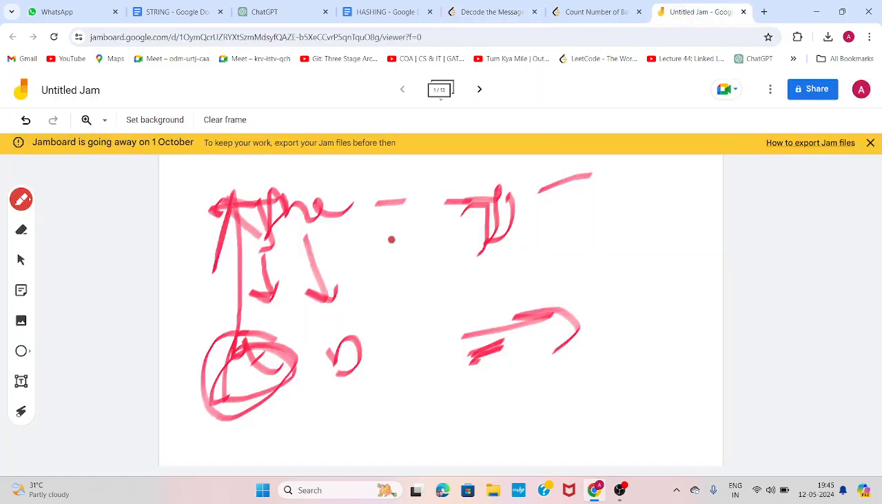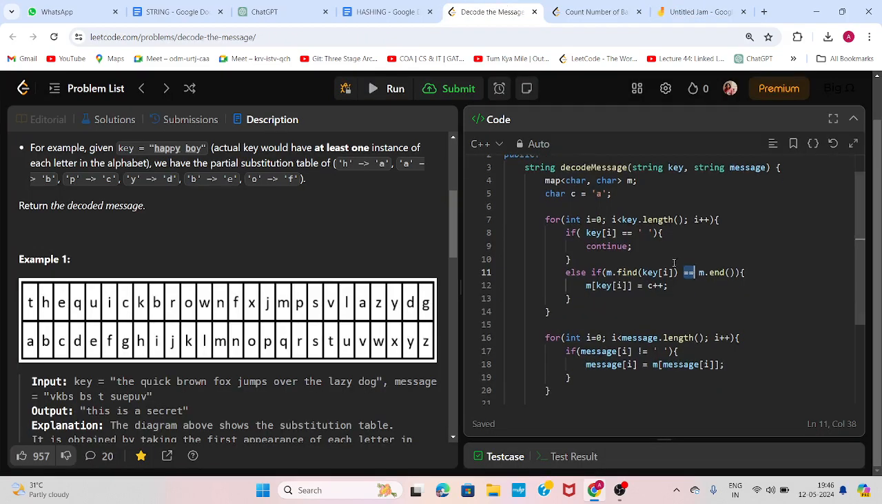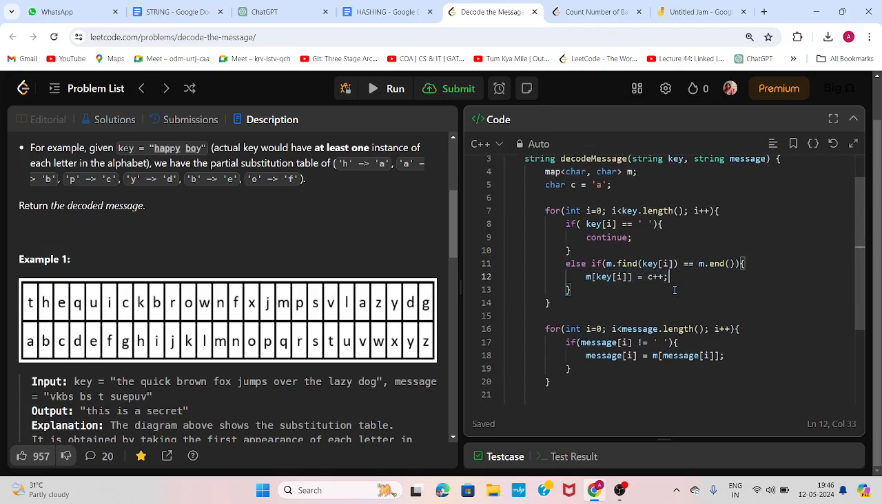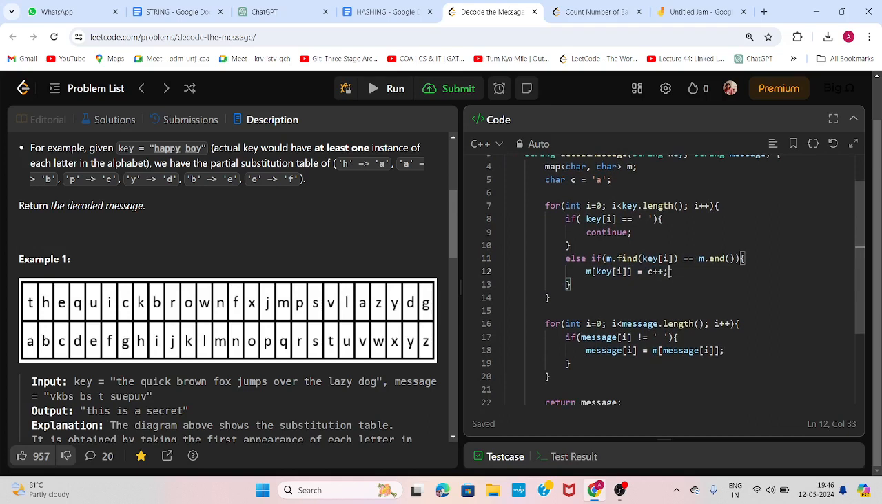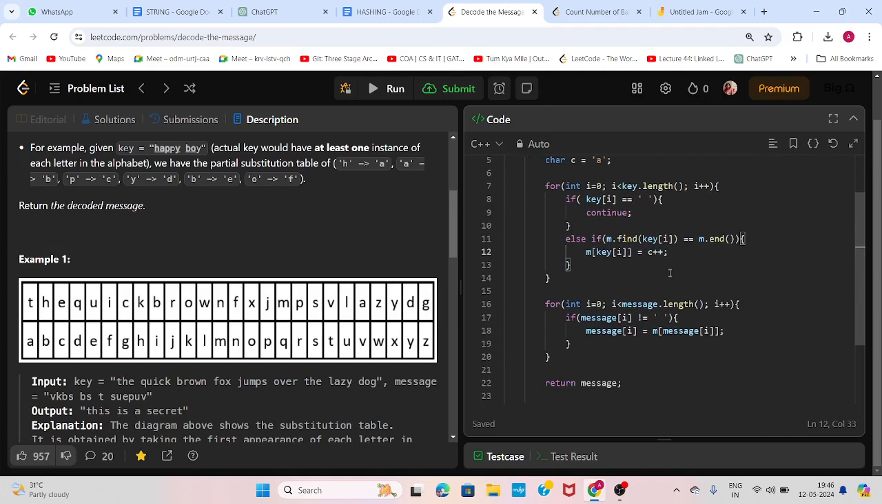Like what I'm saying, in the case of T, it may be filled again. If T comes, it will not map again, it will remain A only. That's why we are checking. If it is not present, then we are mapping it with C, and we are increasing C. Like C will be A, then B, then C, and so on.